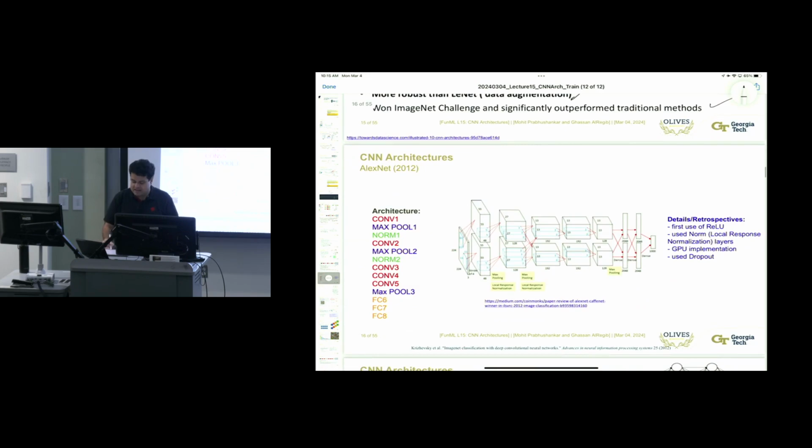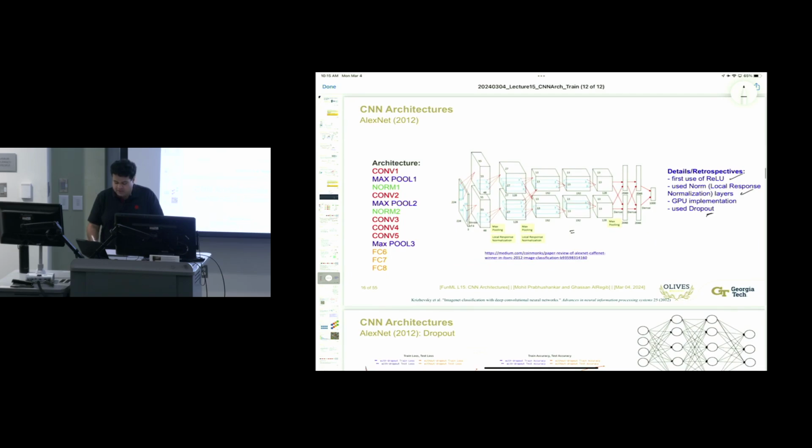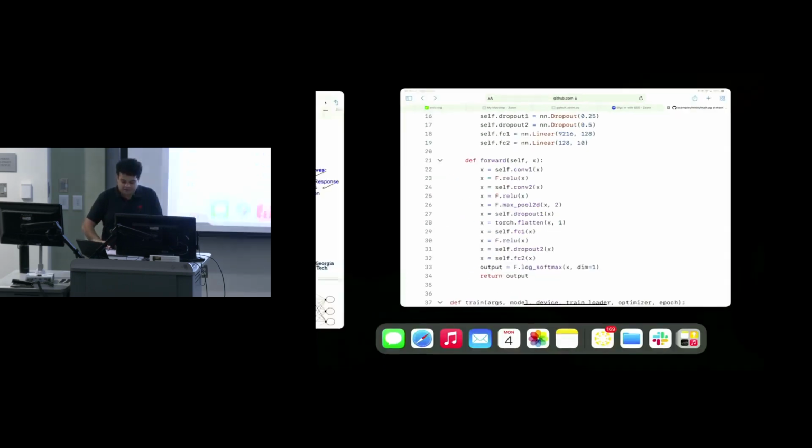So this is the architecture itself from the paper. This is how the architecture was defined. Again, first use of ReLU, first use of norm layers, GPU implementation, and dropout. Let's talk about one important thing, which is dropout. We saw this here as well. If I go back to that website, dropout was an important part. You saw dropout in line number 27, and in line number 31. Now the question is, what is dropout?